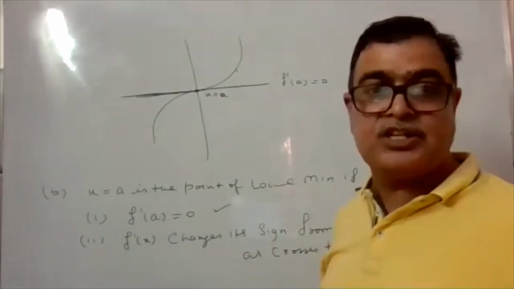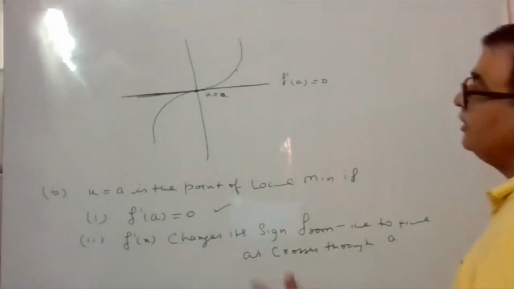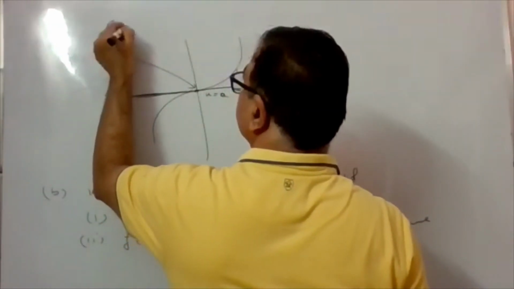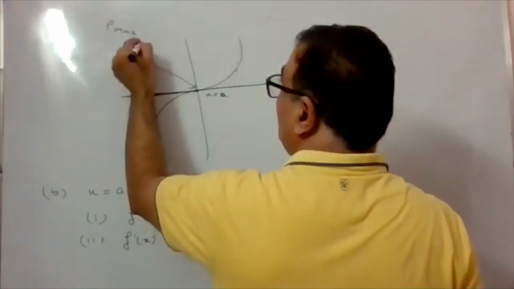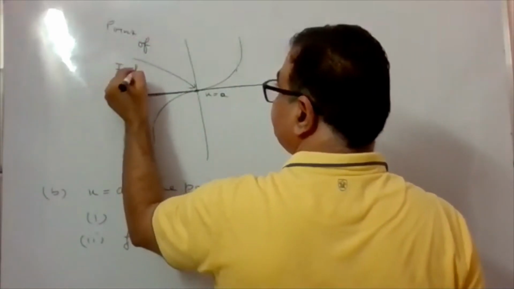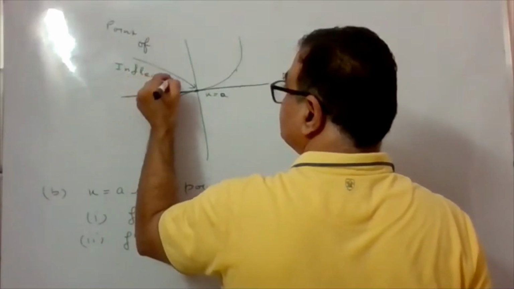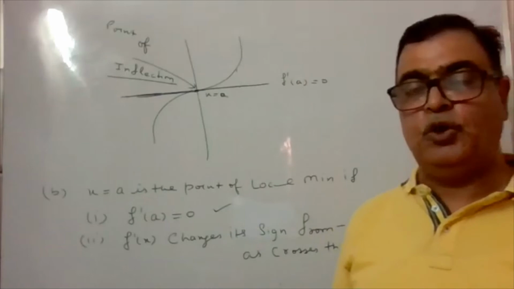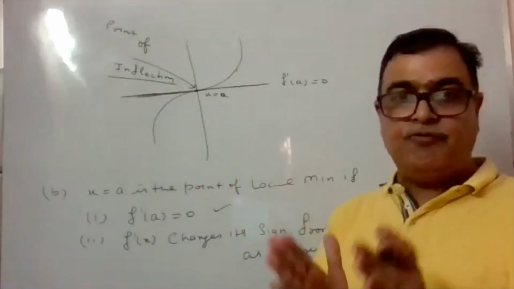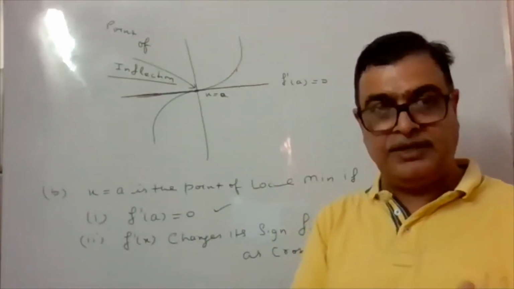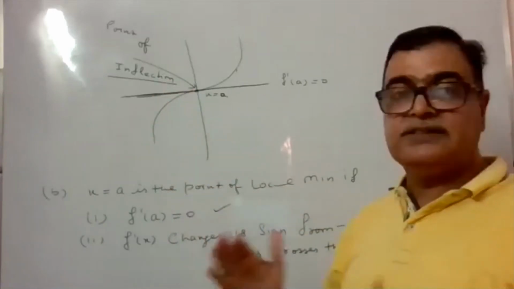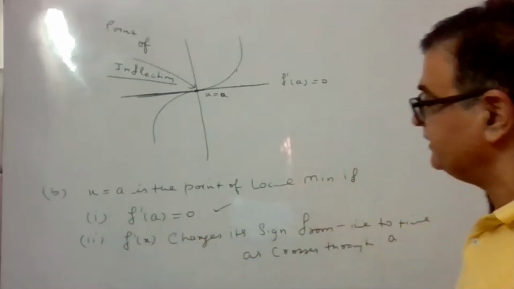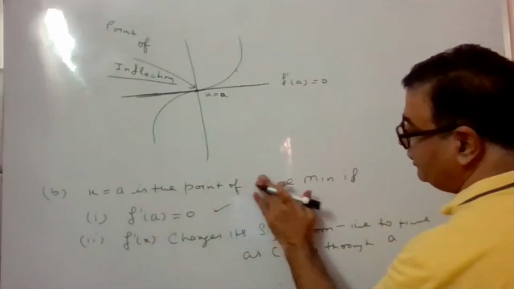So whenever this stage comes, we call this point a point of inflection. ये point आपका कहलाएगा point of inflection. Point of inflection. So point of inflection is that point where f dash a is 0, but the function is neither local maximum nor local minimum. And now we will say x is equal to a is the point of inflection.